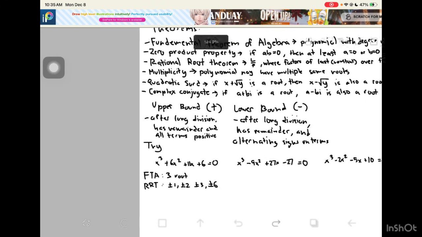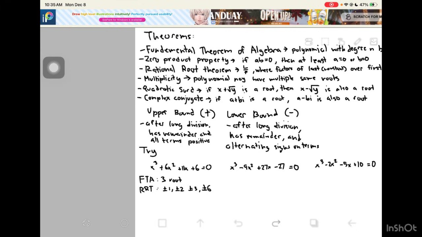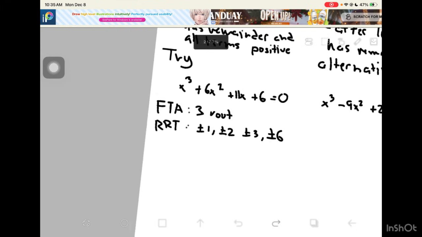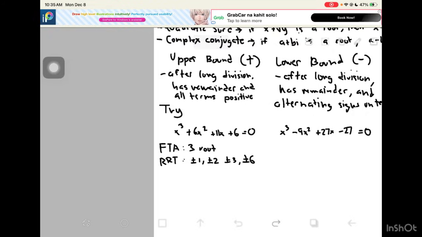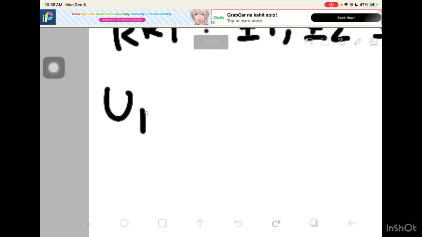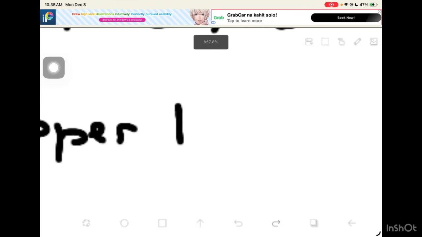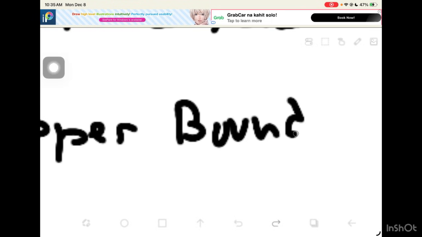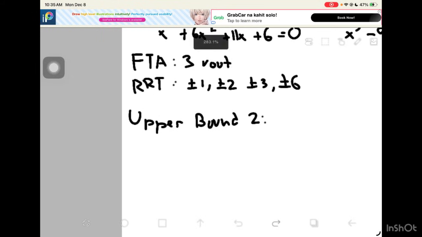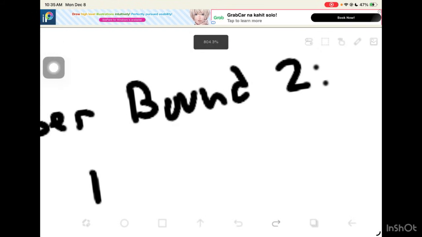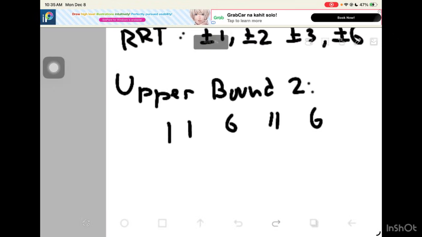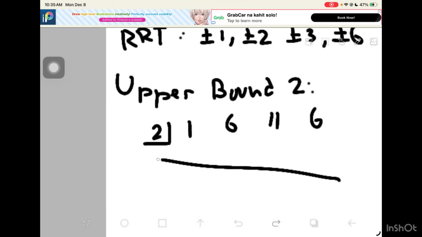Now let's try to use upper and lower bound. Let's start with an upper bound. Let's try our upper bound as 2. So we have 1, 6, 11, 6. Then we want our upper bound to be 2, so we put it there.